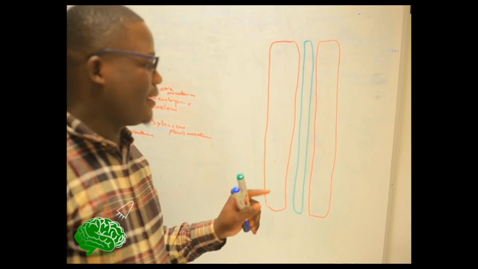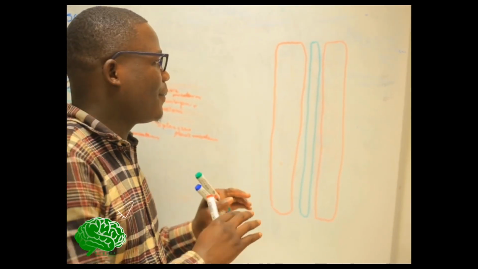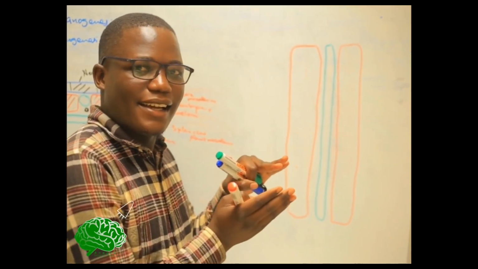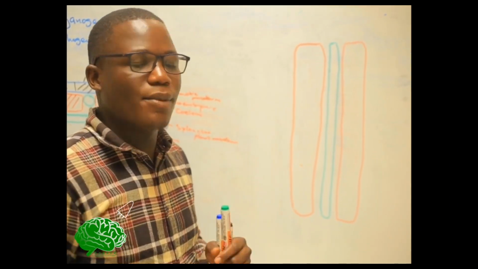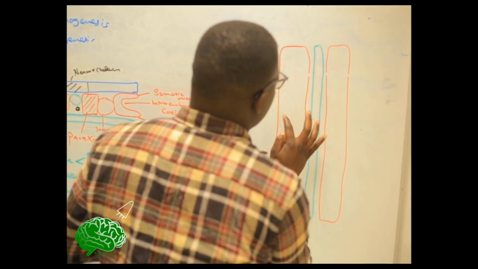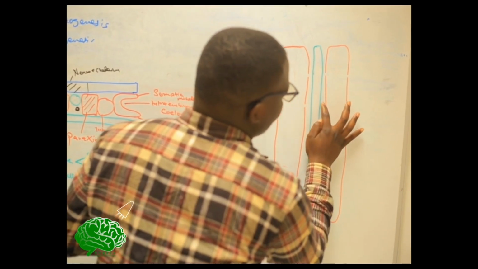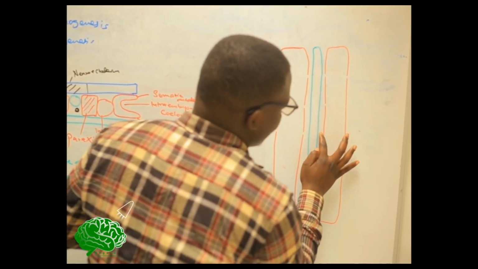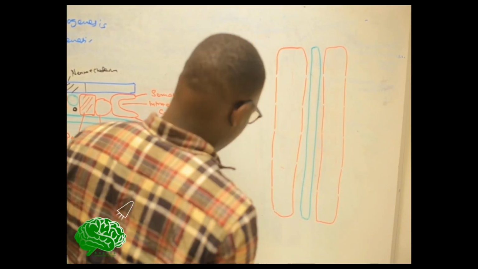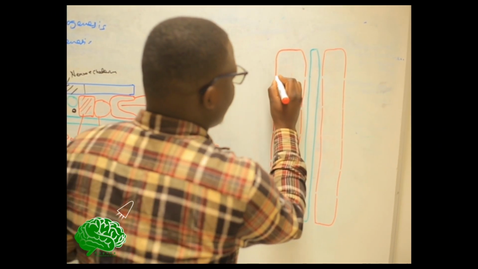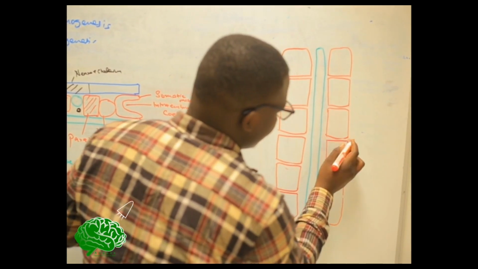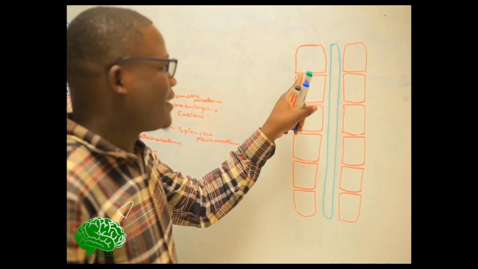Now what happens is, this paraxial mesoderm undergoes segmentation to form segments, and those segments are termed somites. So this will segment into a somite, this segment into a somite, like that, like that, like that. So this is what we shall be having. Alright, now we have formed somites.